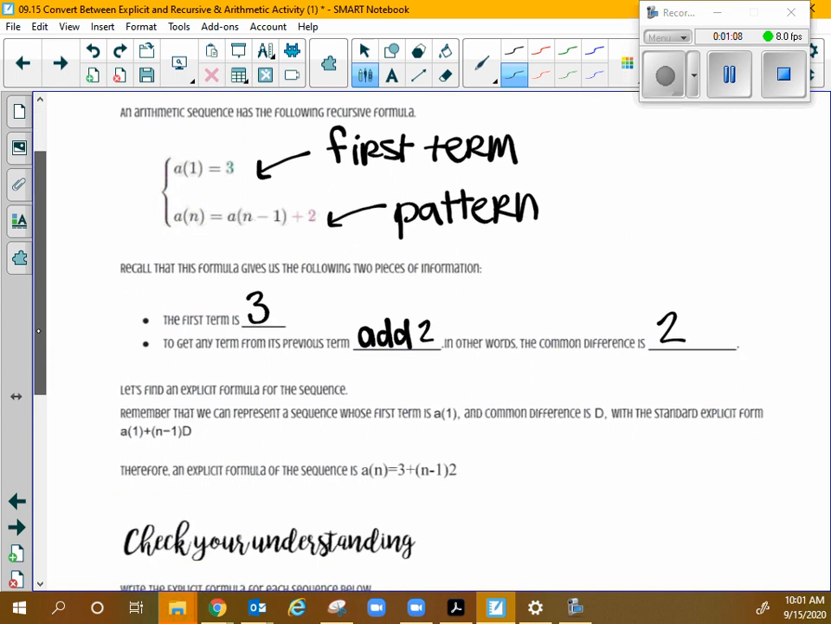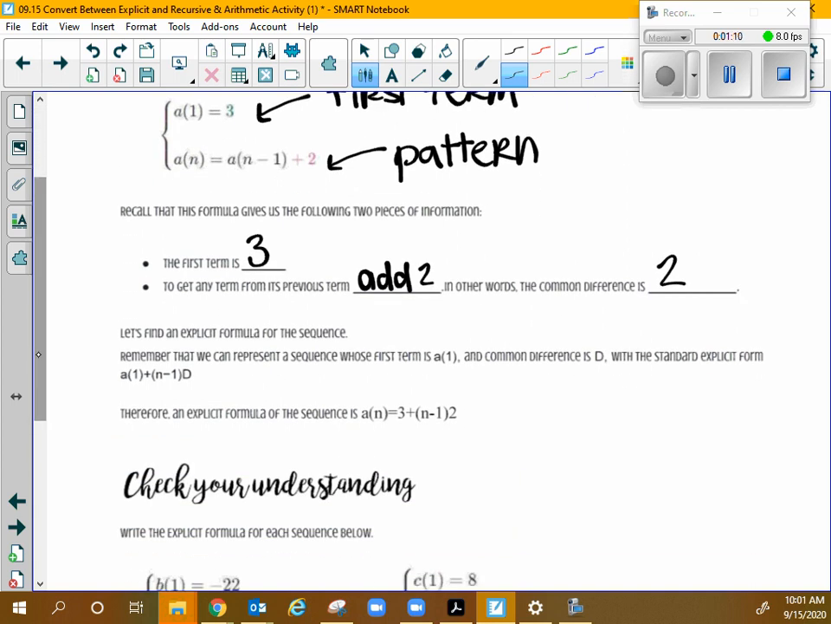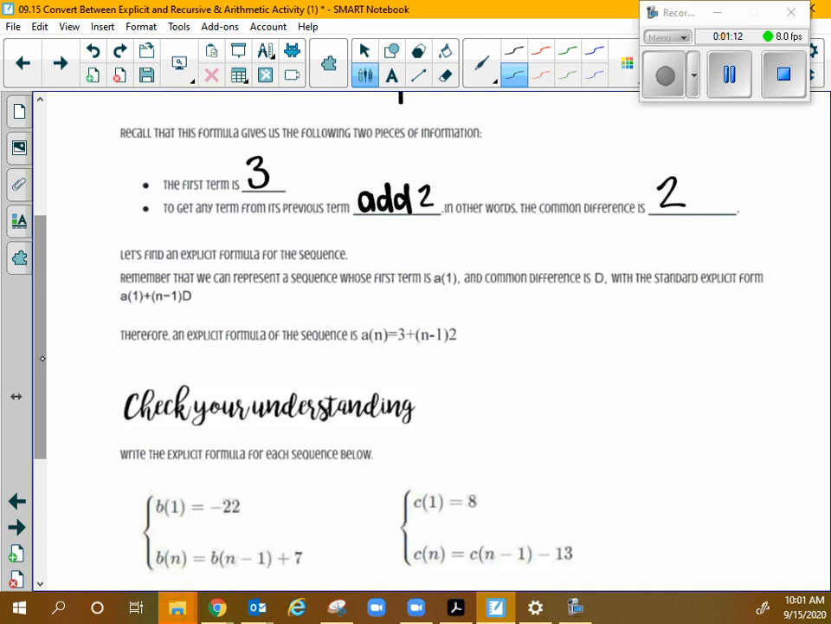When I'm writing the explicit rule, if it's expanded, the two things that I need are the first term and the common difference. Do I have those two things? Yes, I do. What is my first term? 3. So where a of 1 is, I'm going to replace it with 3.